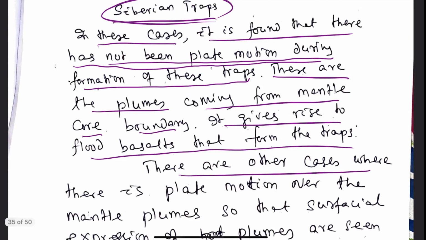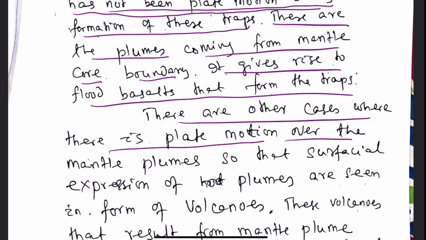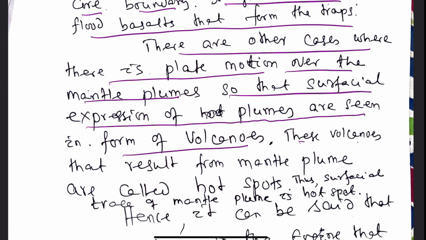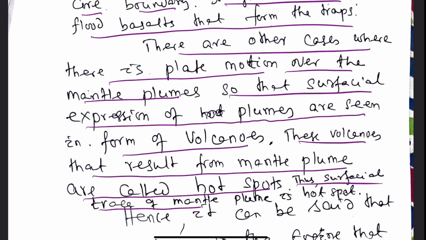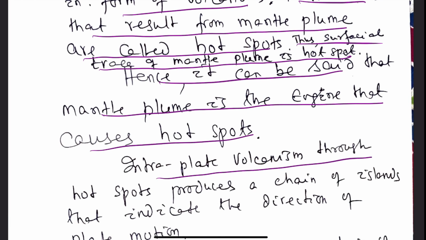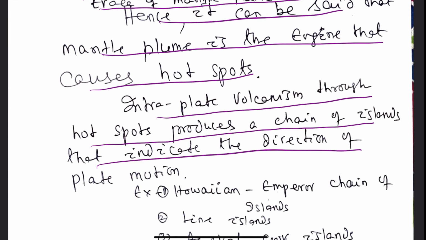There are other cases where there is plate motion over the mantle plumes, so that the superficial expression of the plumes is seen in the form of volcanoes. These volcanoes that result from the mantle plumes are called the hotspots. Thus, the superficial trace of the mantle plume is the hotspot. Hence, it can be said that the mantle plume is the engine that causes the hotspots. Intraplate volcanism through the hotspots produces a chain of islands that indicate the direction of plate motion.